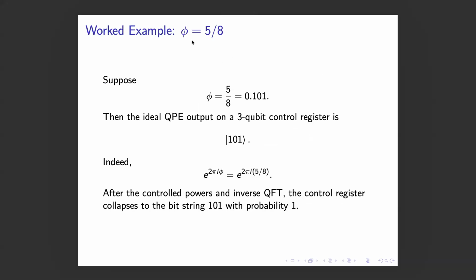So suppose now phi is equal to 5 divided by 8. That means that you have an exact binary float representation. Then the ideal QPE output on a 3-qubit control register is actually 101. And indeed, this is given if you take phi, which is now 5 divided by 8. So after the control powers and inverse QFT, the control register collapses to the bit string 101 with probability 1 when you perform the measurements.